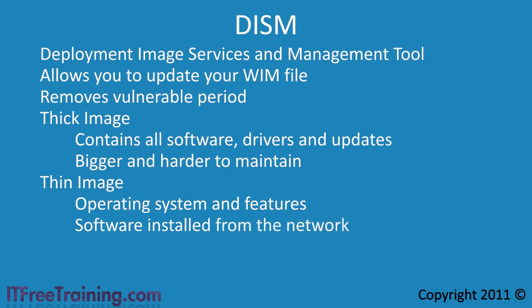The last type is a hybrid image. Hybrid images are somewhere between a thick and thin image. For example, in a hybrid image, software is installed on its first run. For example, when a user attempts to open a Word document, this would trigger Microsoft Office to be installed. This does mean the user will have to wait for the software to be installed before they can start using it. When thinking about what type of image you want, consider the size of the image and also the time taken to apply updates and install software that is not on the image after it is deployed.